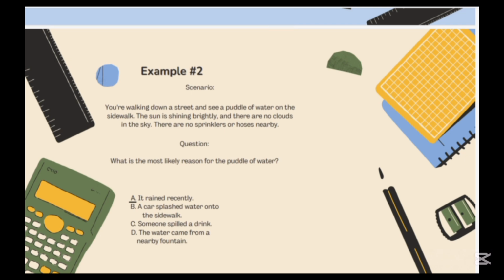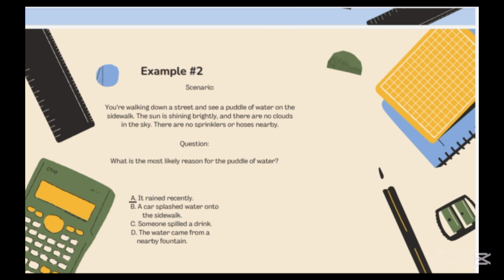Scenario. You're walking down a street and see a puddle of water on the sidewalk. The sun is shining brightly and there are no clouds in the sky. There are no sprinklers or hoses nearby. Okay. The question, what is the most likely reason for a puddle of water? Okay. Ang unang titingnan natin dyan is una yung observation muna. You see a puddle of water on a sunny day without any obvious source.